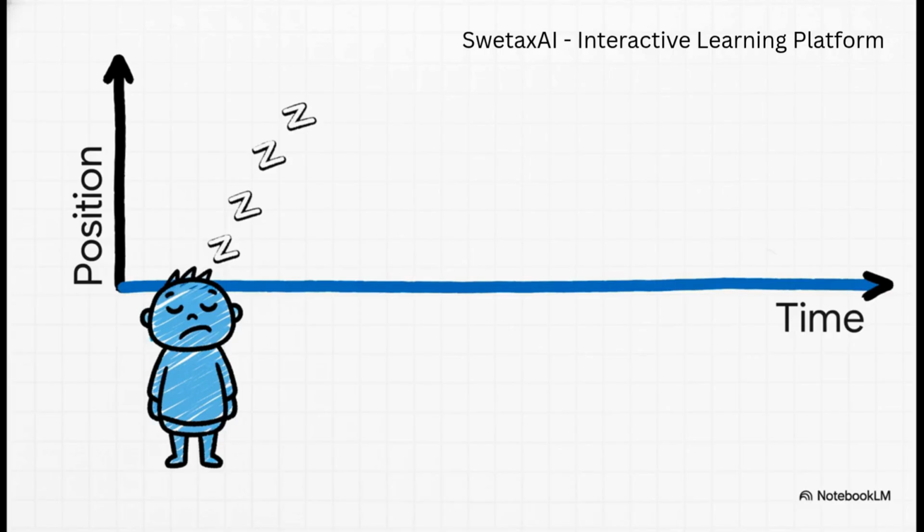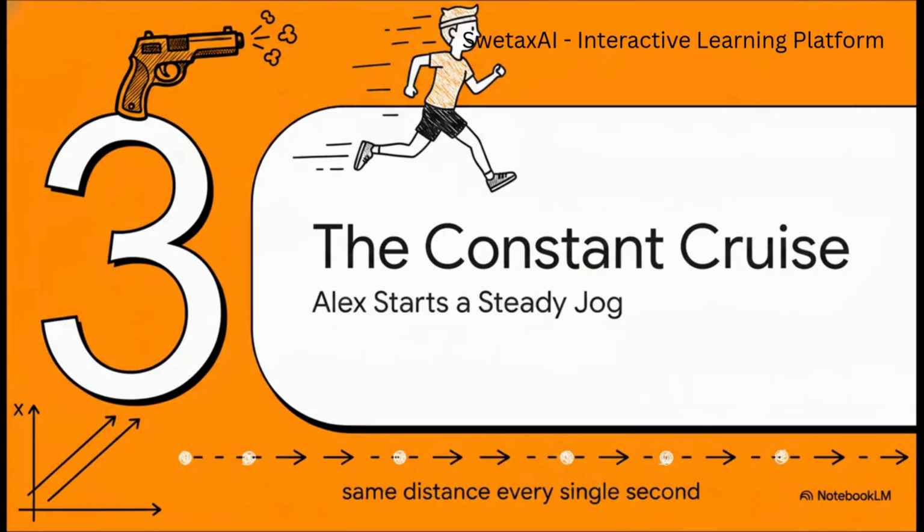And this right here is our first huge rule. On a position time graph, a flat line means you're not moving. Zero motion. The position isn't changing, so the velocity is 0. Simple as that.